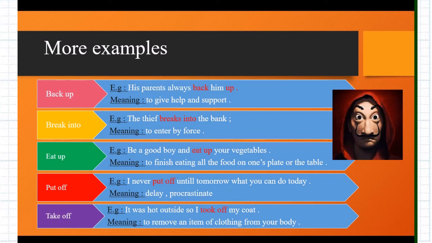Okay. Take off is the opposite of put on. It was hot outside, so I took off my coat, my jacket. So it means I remove an item of clothing from my body.